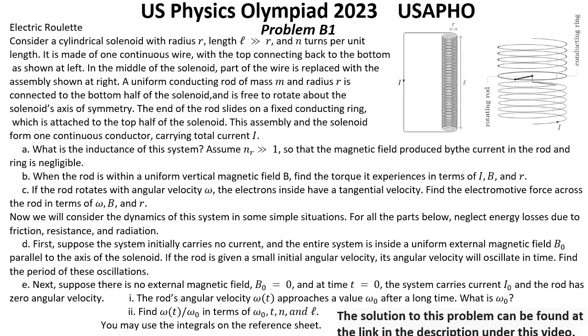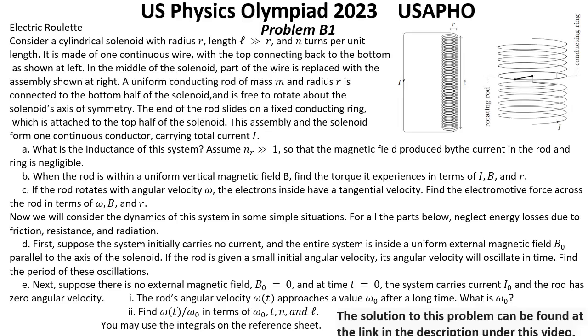A uniform conducting rod of mass m and radius r is connected to the bottom half of the solenoid, and is free to rotate about the solenoid's axis of symmetry. The end of the rod slides on a fixed conducting ring, which is attached to the top half of the solenoid. This assembly and the solenoid form one continuous conductor carrying total current I.